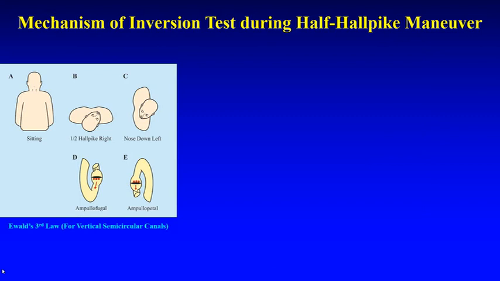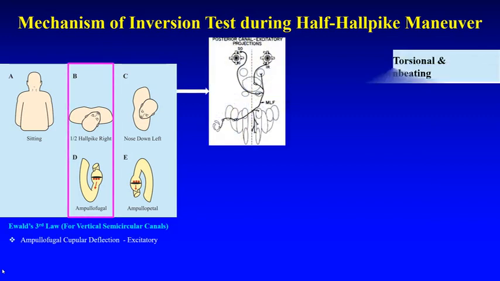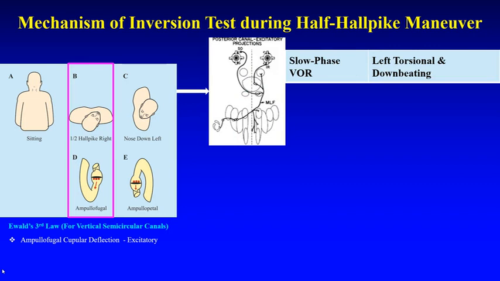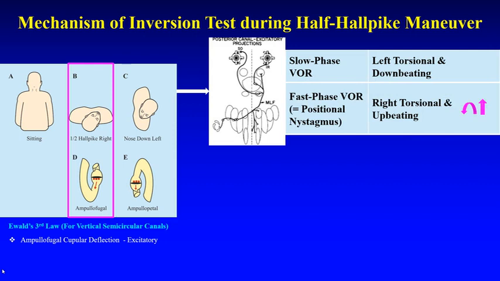slides. The mechanism of inversion test during the half-Hallpike position is explained by Ewald's third law for the vertical semicircular canal. During the half-Hallpike position to the right, there is an excitatory ampulofugal cupular deflection, and the excitatory projections from the right posterior semicircular canal are to the right superior oblique and left inferior rectus, generating a slow phase VOR which is left torsional and downbeating. The fast phase VOR is therefore a positional nystagmus seen as right torsional and upbeating, as we had seen in the previous video.